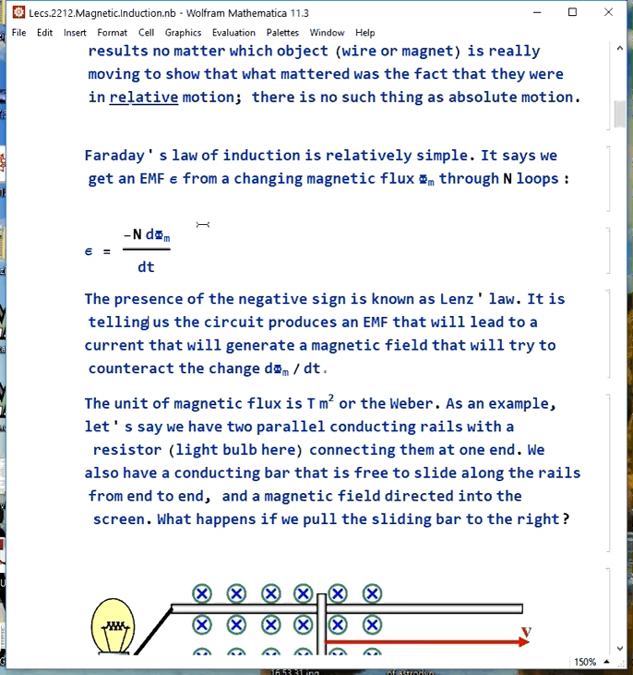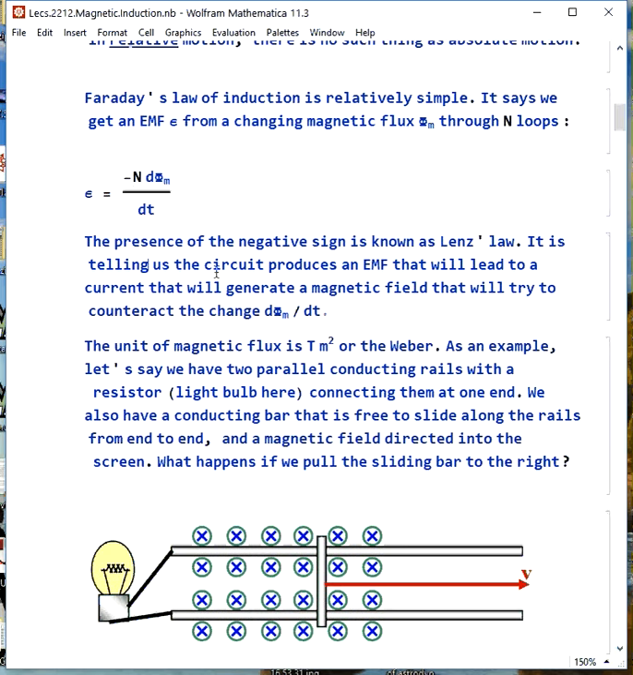What this tells us is the circuit is going to produce an EMF that gives a current that generates a magnetic field that tries to counteract the change. Now, the unit of magnetic flux is the tesla meter squared, or the weber.